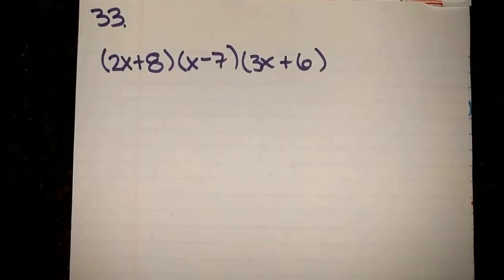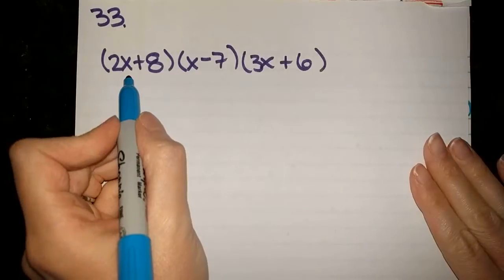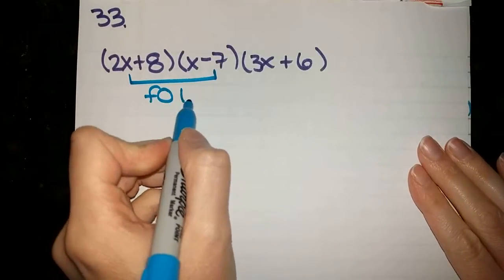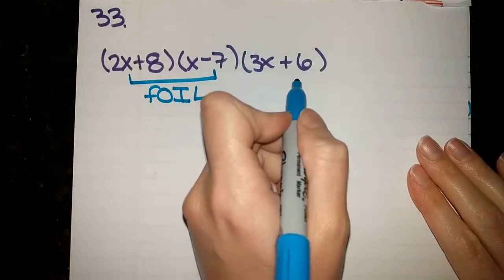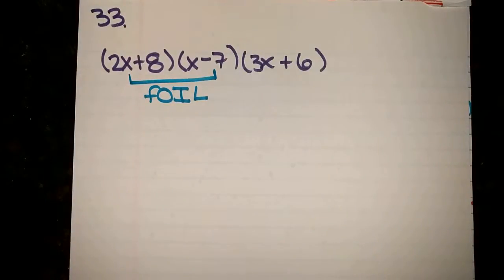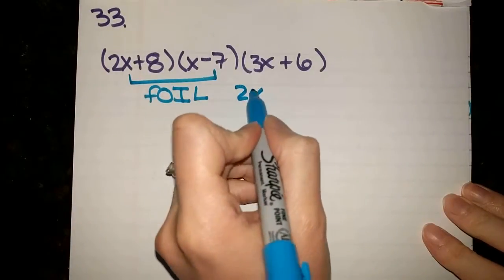For this question, it's kind of up to you how you want to deal with it. It is very bearable to FOIL this out and then FOIL again with that. That is a very bearable thing to do. It's not too ridiculous.